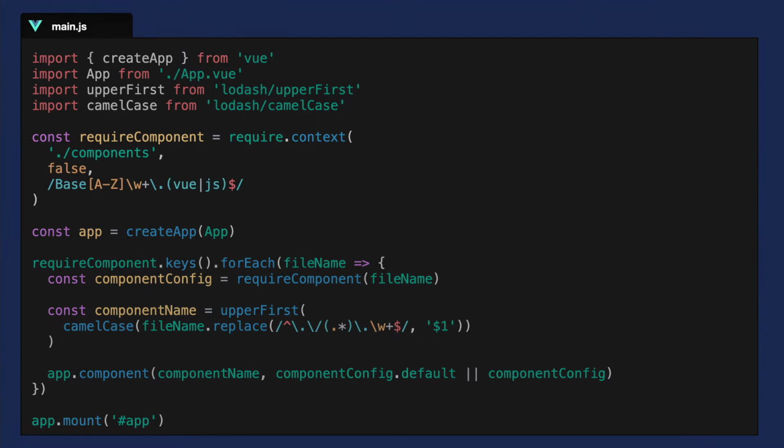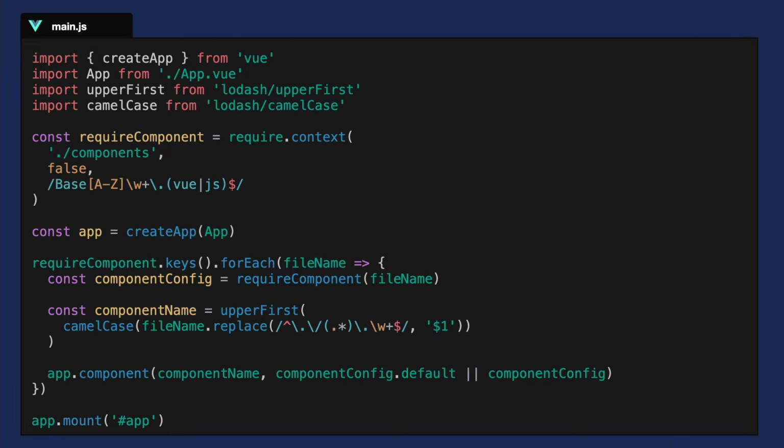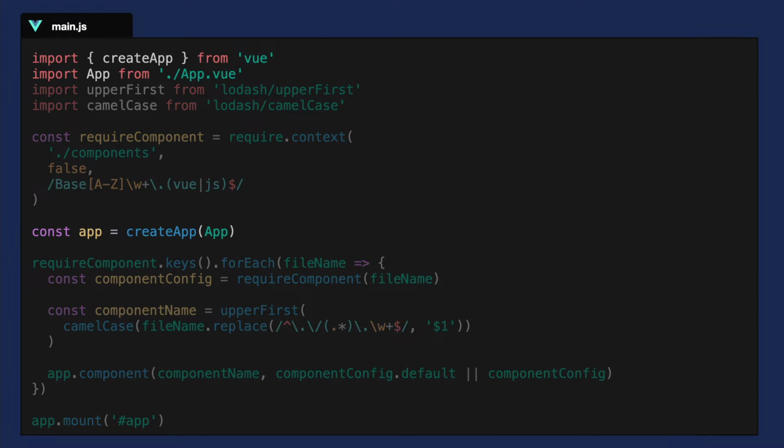Next up, we use Webpack's function require.context to allow Webpack to know that it needs to require all of the files in the components folder that start with the base prefix. Notice that we are also allowing it to require both .vue and .js extensions. Next, we create our Vue application by calling createApp with our App.vue component reference and store it in an app constant so that we can reference our app context later.